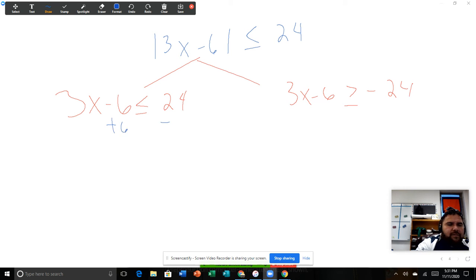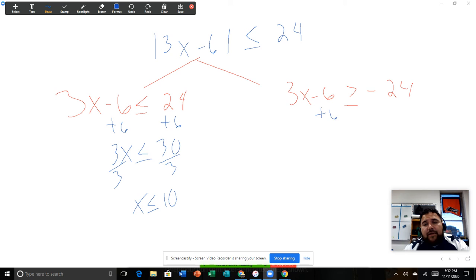So plus 6 to both sides. 3x is less than or equal to 30. Divide by 3. X is less than or equal to 10. Okay? Add 6 to both sides. 3x is greater than or equal to negative 18. Divide by 3. X is greater than or equal to negative 6.